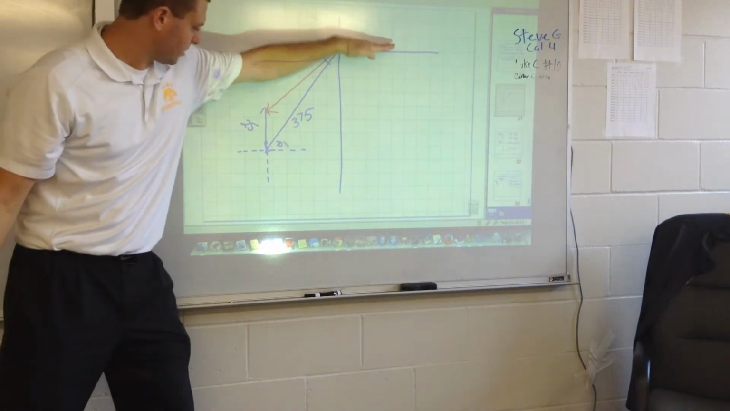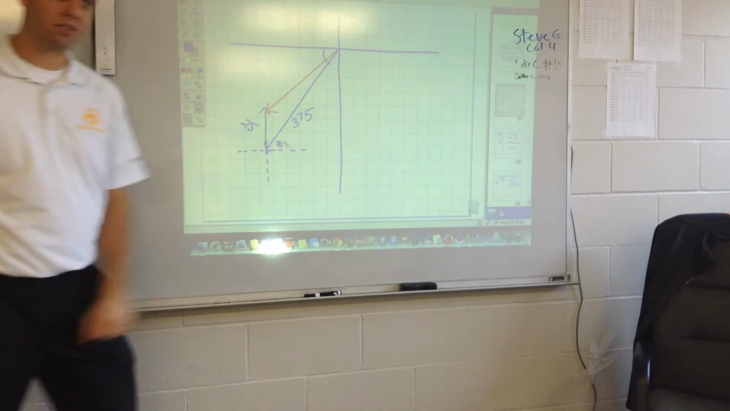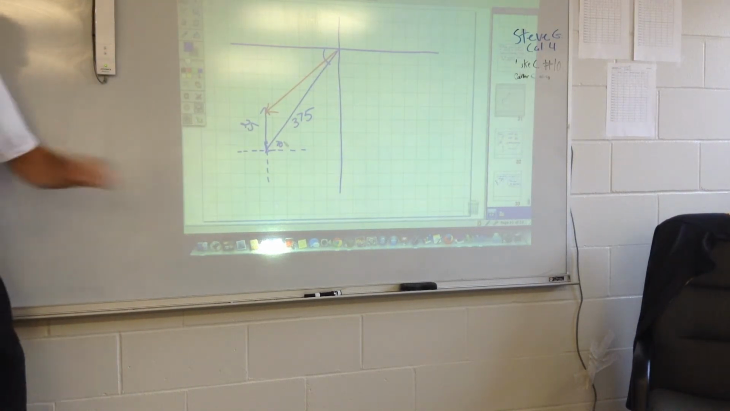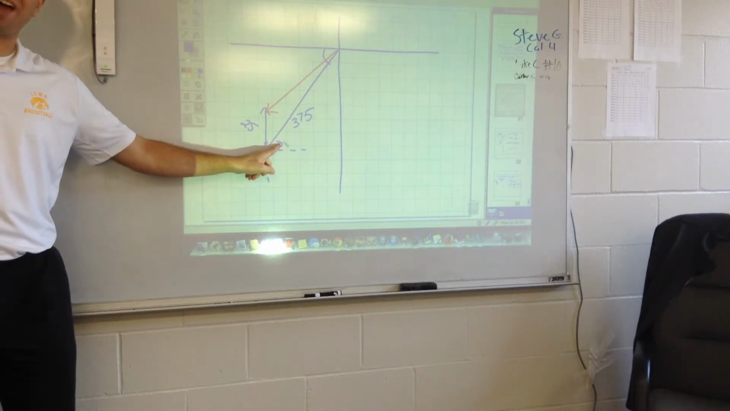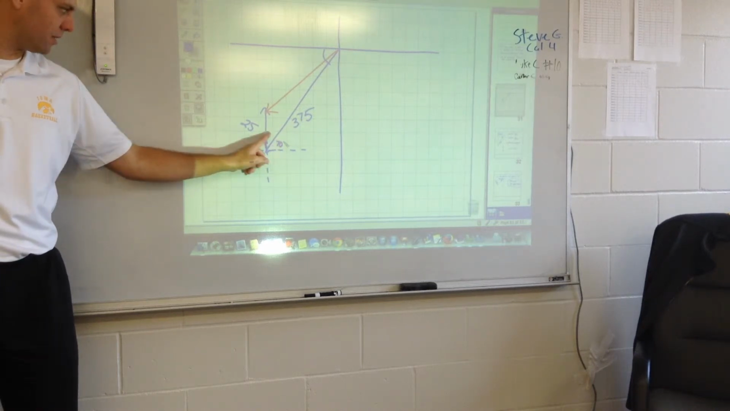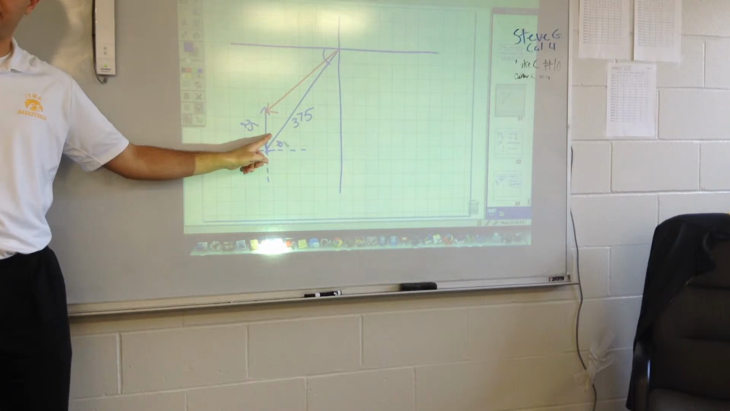Because isn't this x-axis going to be parallel to this x-axis? Okay? That's the reason I'm finding out what this is, because if I know what this is, then I know what that one is right there. It's 20.